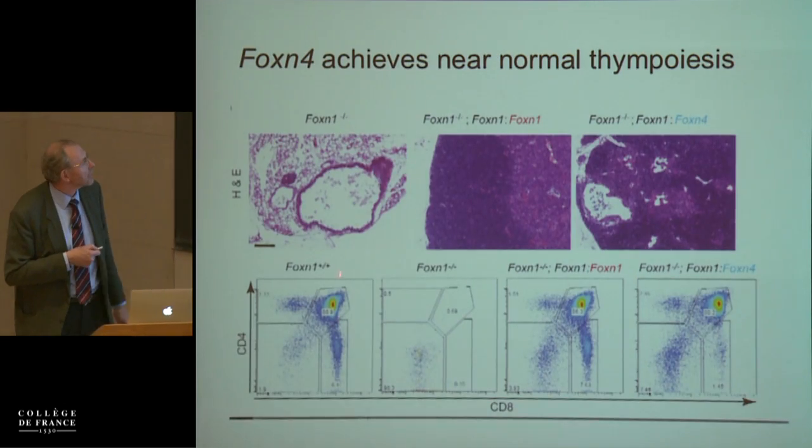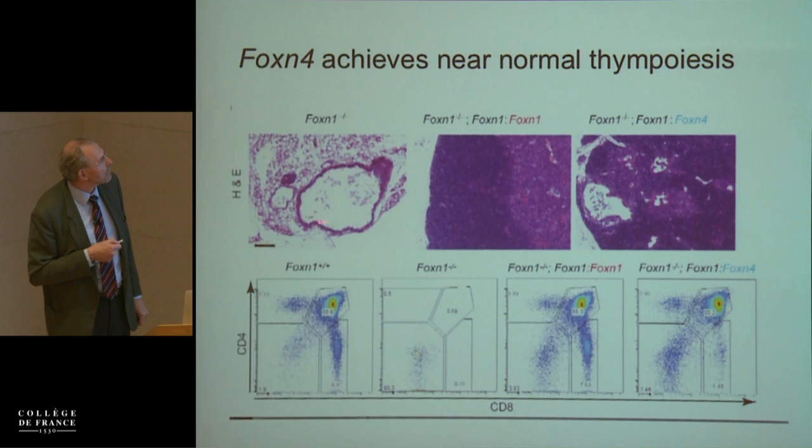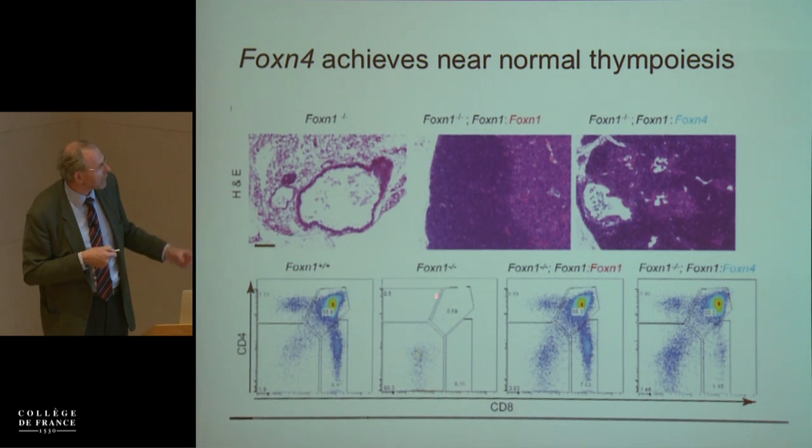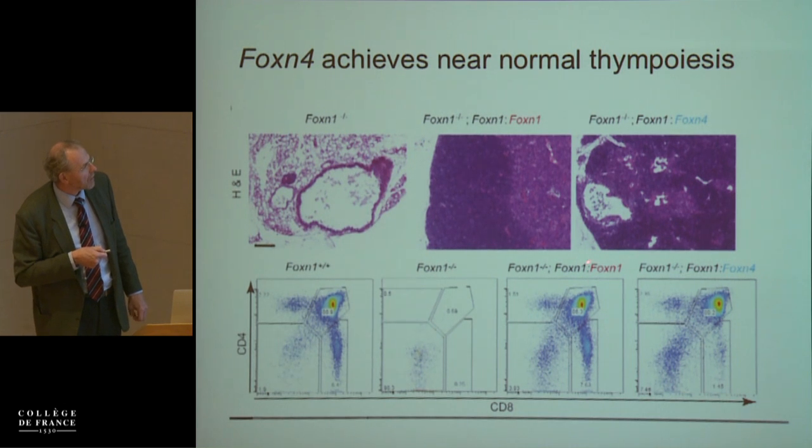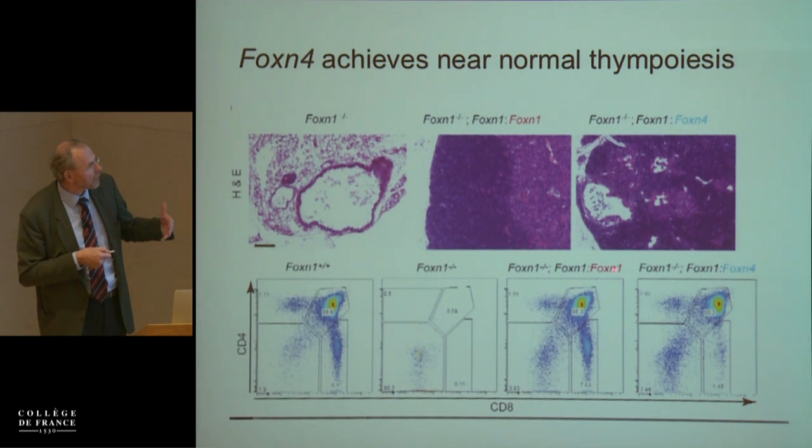And this is what happens. This is the FOXN1 deficient rudiment. Nothing happens. This is the control. Then this is our transgenic replacement. Now, on this background, we bring back FOXN1. Looks perfectly normal. And this is the big surprise.